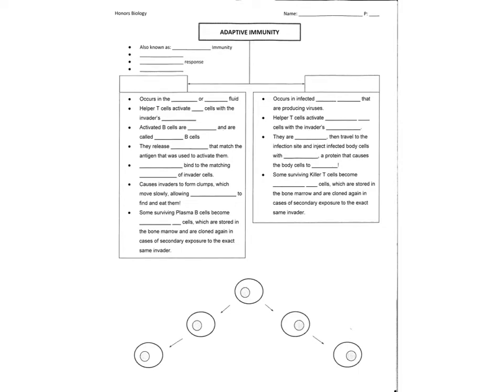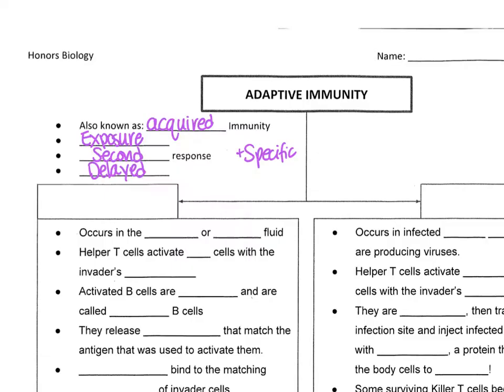Hi everyone, today we are going to be learning about adaptive immunity. I recommend having this set of drawing notes in front of you. You will also want writing and coloring utensils. Let's go ahead and get started.